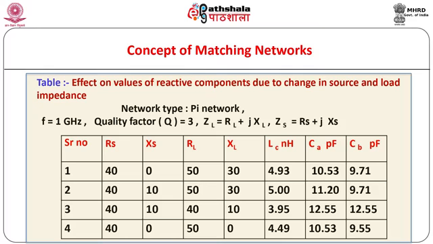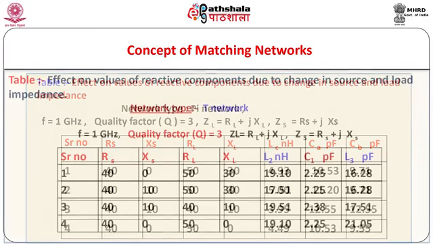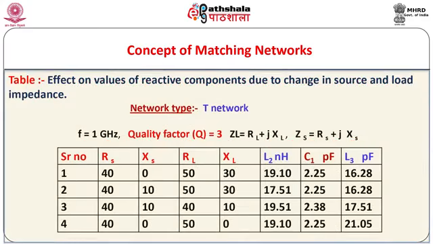As an example, with the pi network discussed above, have a look at the effect on values of reactive components due to change in source and load impedance. Which values undergo change under variation in source or load impedance? Can you tell? Also, as an additional example, consider a T network. Have a look at the effect on values of reactive components due to the change in source and load impedance.